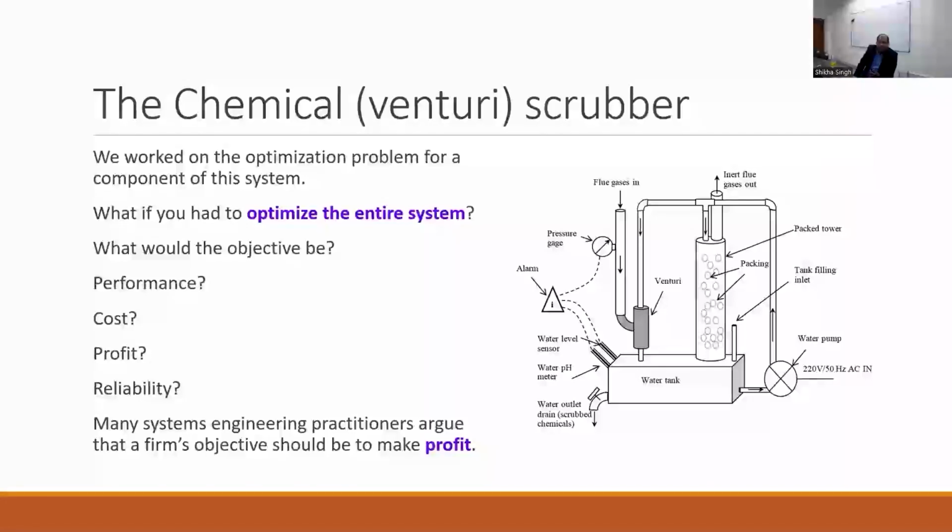And trying to connect it with our initial discussions, I think the first and the second lecture that I gave here, many systems engineering practitioners argue the firm's objective should be to make profit. Okay, so how do we convert the performance of the Venturi scrubber into profit? I think we have to define a utility function. How much we like performance, how much we like profit, and how reliable it is. Our utility function or the customer's? Because we're trying to make profit. So like the customer's utility function.